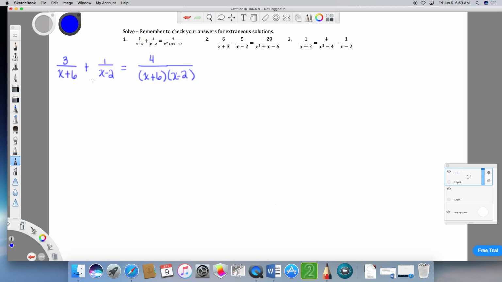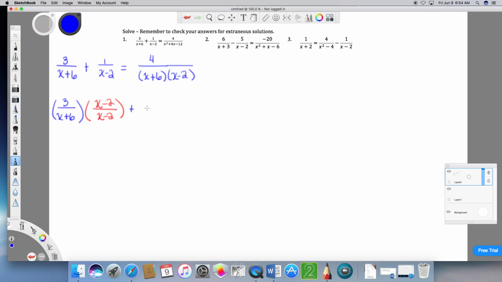We can see that the denominator we want is x plus 6 times x minus 2. So if we come over here to this first term and we multiply this term by the number 1, but we write the number 1 as x minus 2 divided by x minus 2, then because when you multiply fractions together, you just multiply straight across the numerator and straight across the denominator, we'll have the denominator that we want.